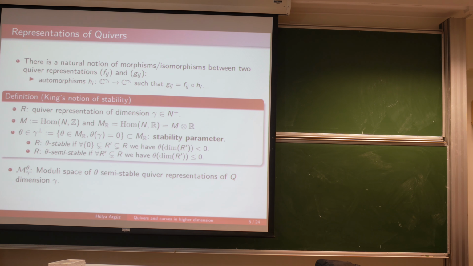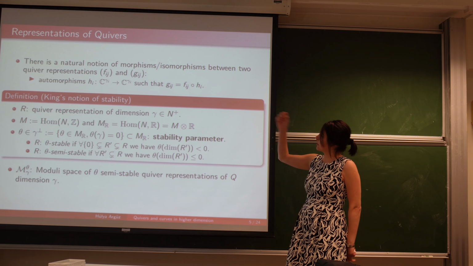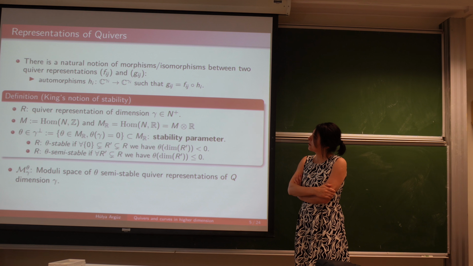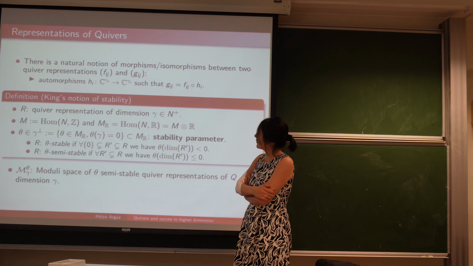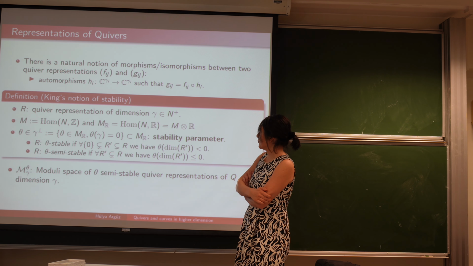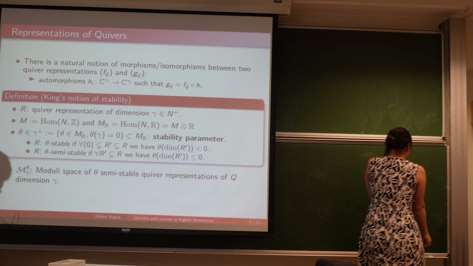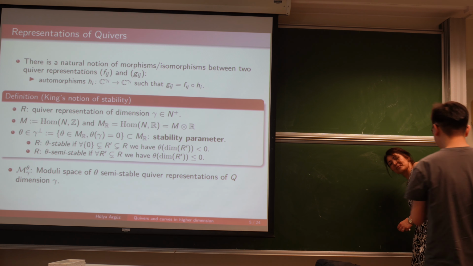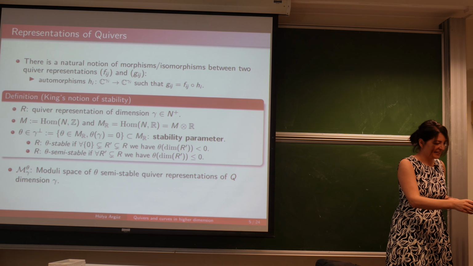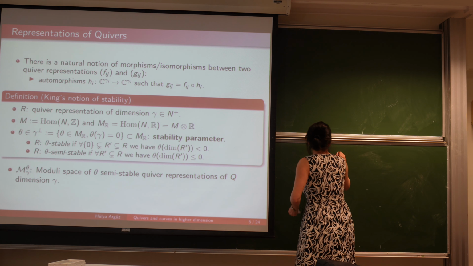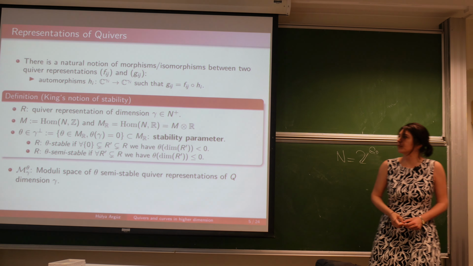So we have the notion of stability due to King, which says that if you look at a quiver representation of a given dimension gamma, and if you define N to be the lattice Z to the Q0, where Q0 is the number of vertices of your quiver.